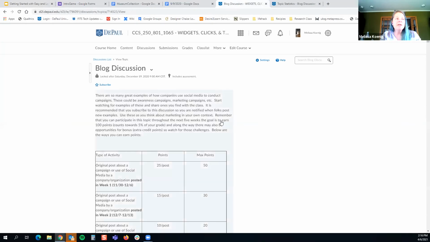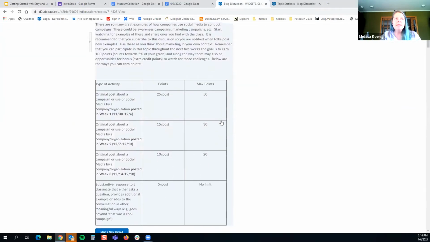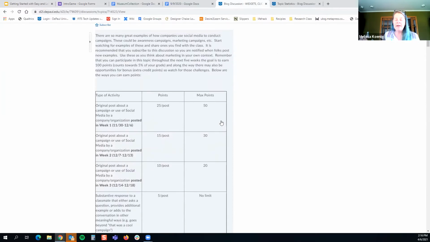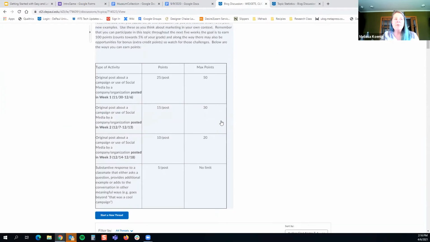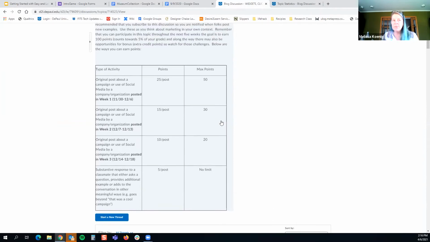So in this situation, it's a social media marketing class. They're supposed to go out and identify campaigns that are interesting to them, write them up, and share them with their classmates. But as you can see from the rubric, they had a variety of different ways that they could earn points. They had to earn 100 points, and they had maximums at different things.